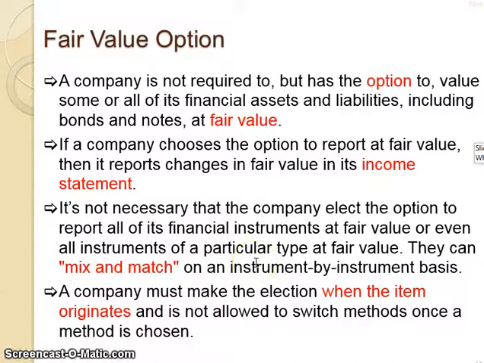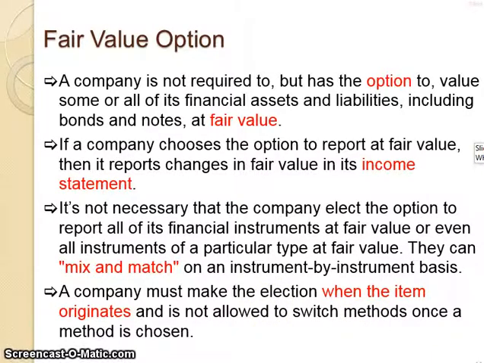This to me says you've got apples and oranges on your balance sheet, but I don't make the rules. So the idea is that a company can pick and choose which assets and which liabilities it wants to report at fair value. The only good thing here, I guess, is a company has to make the election when an item originates, and is not allowed to switch methods once a method is chosen.